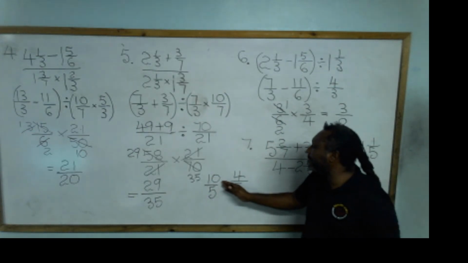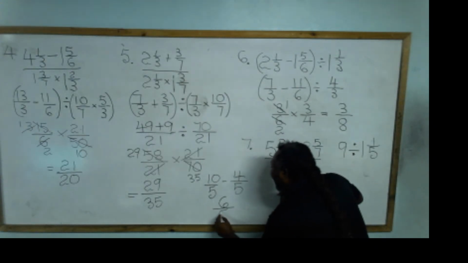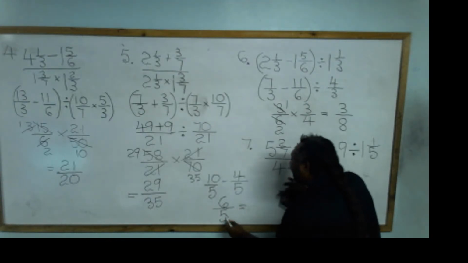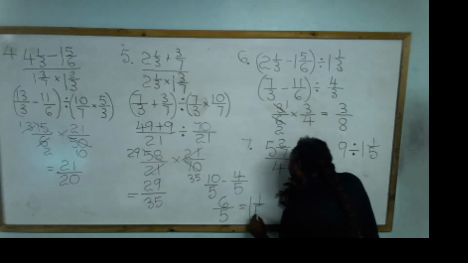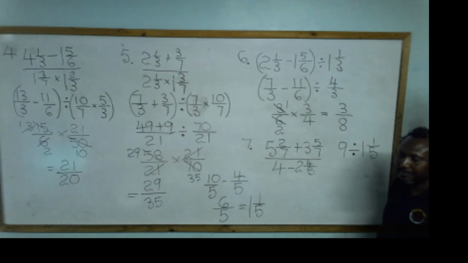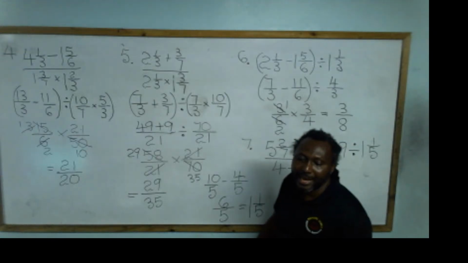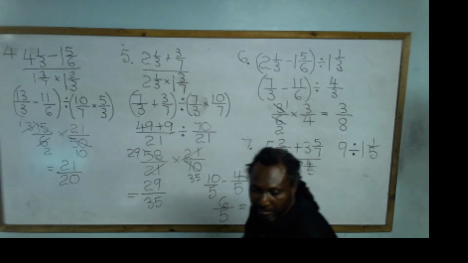10 over 5 minus 4 over 5, that is going to be what? 6 over 5. 5 into 6 is 1 and remainder 1. So it's 1 and 1/5. There you have it. Students, be attentive because on the side I might put a simplification problem.